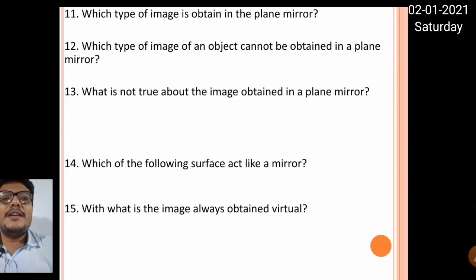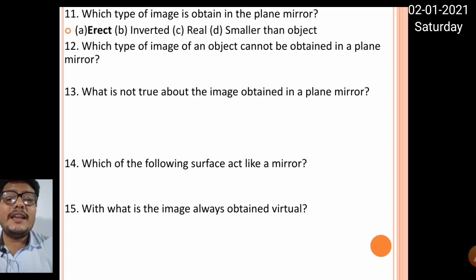Okay, let's see number 11. Which type of image is obtained in the plane mirror? Plane mirror, which kind of image will be obtained? So that is erect, means straight. Number 12. Which type of image of an object cannot be obtained in a plane mirror? Cannot, it cannot be obtained.